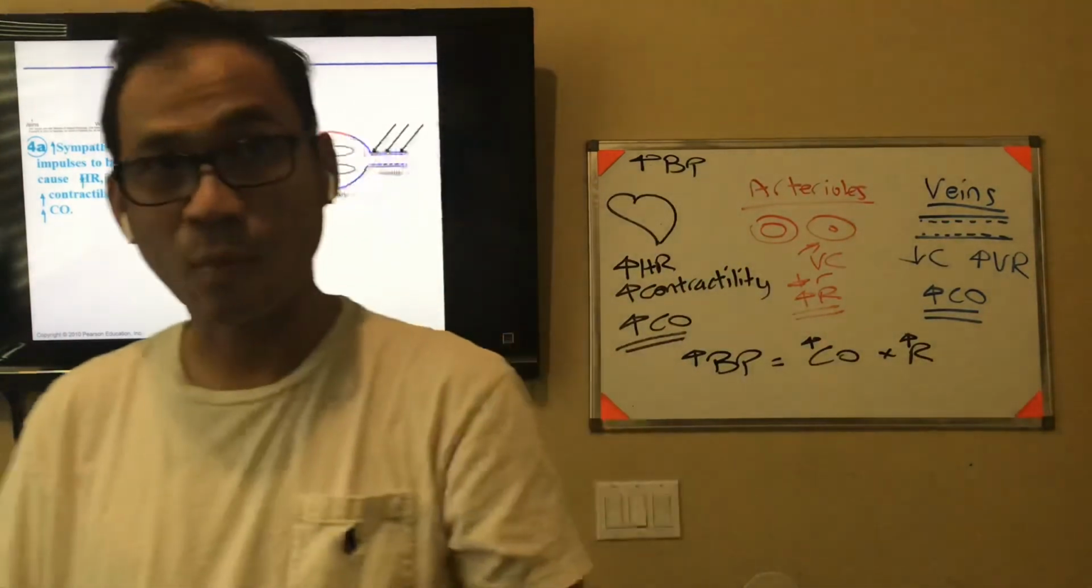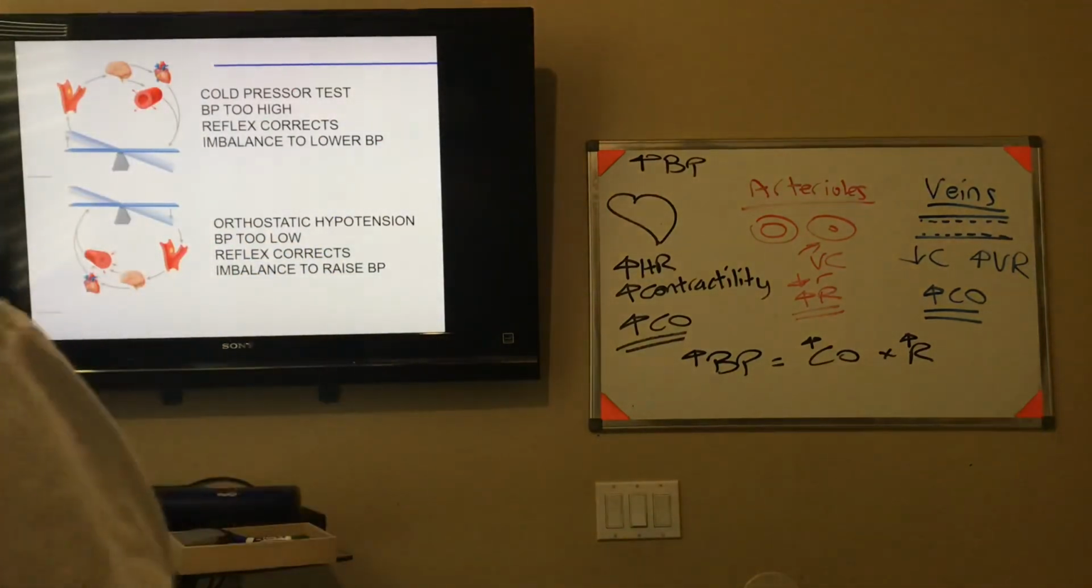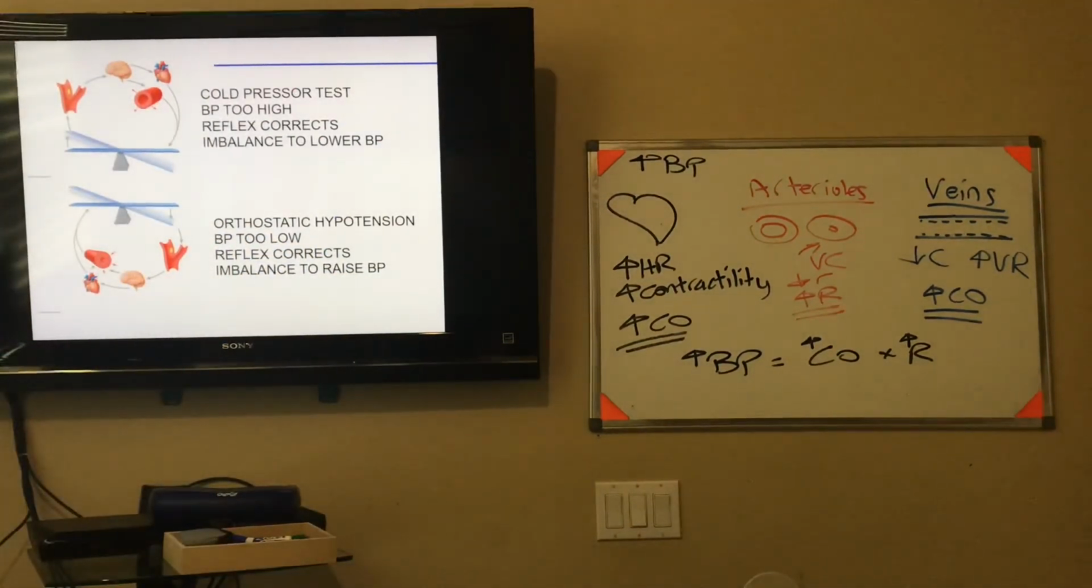So in summary, this is what we did. The cold pressor test was an imbalance to raise blood pressure, so we saw how the reflex lowered it. And orthostatic hypotension caused the stimulus imbalance of blood pressure being too low. The reflex corrects it to raise BP.